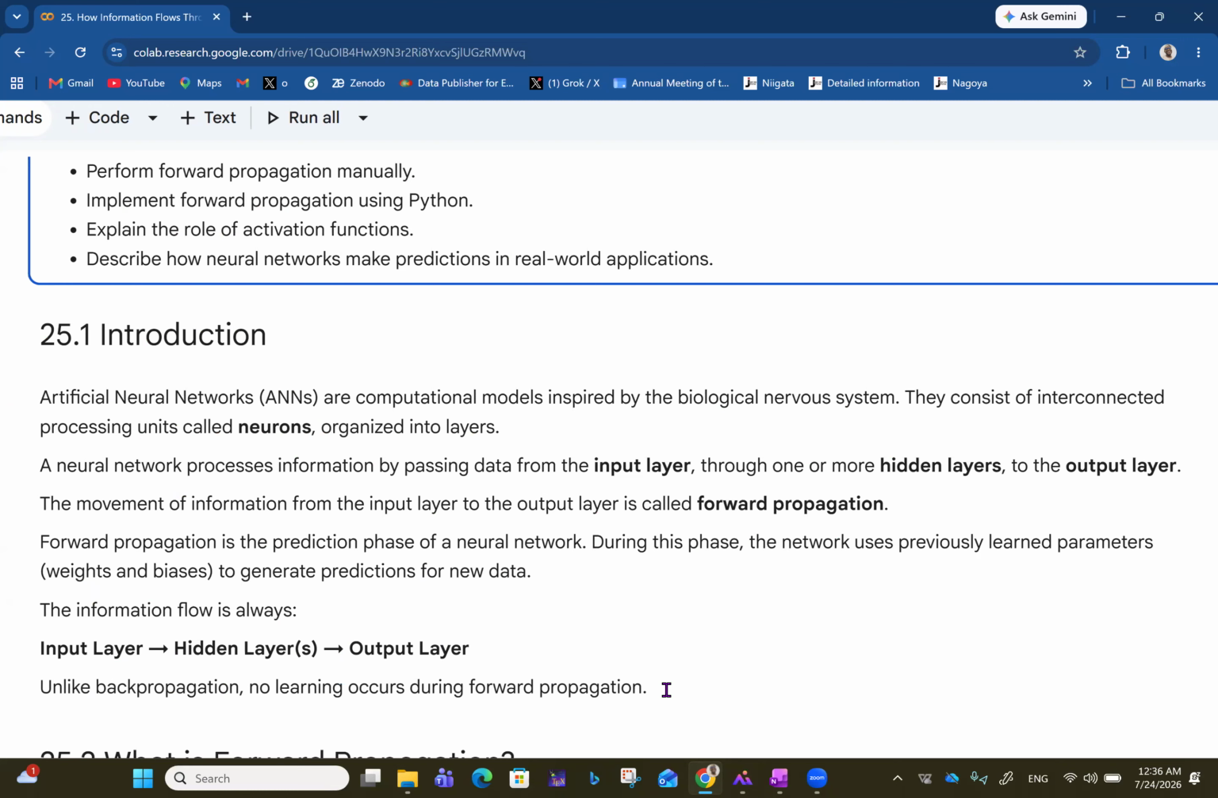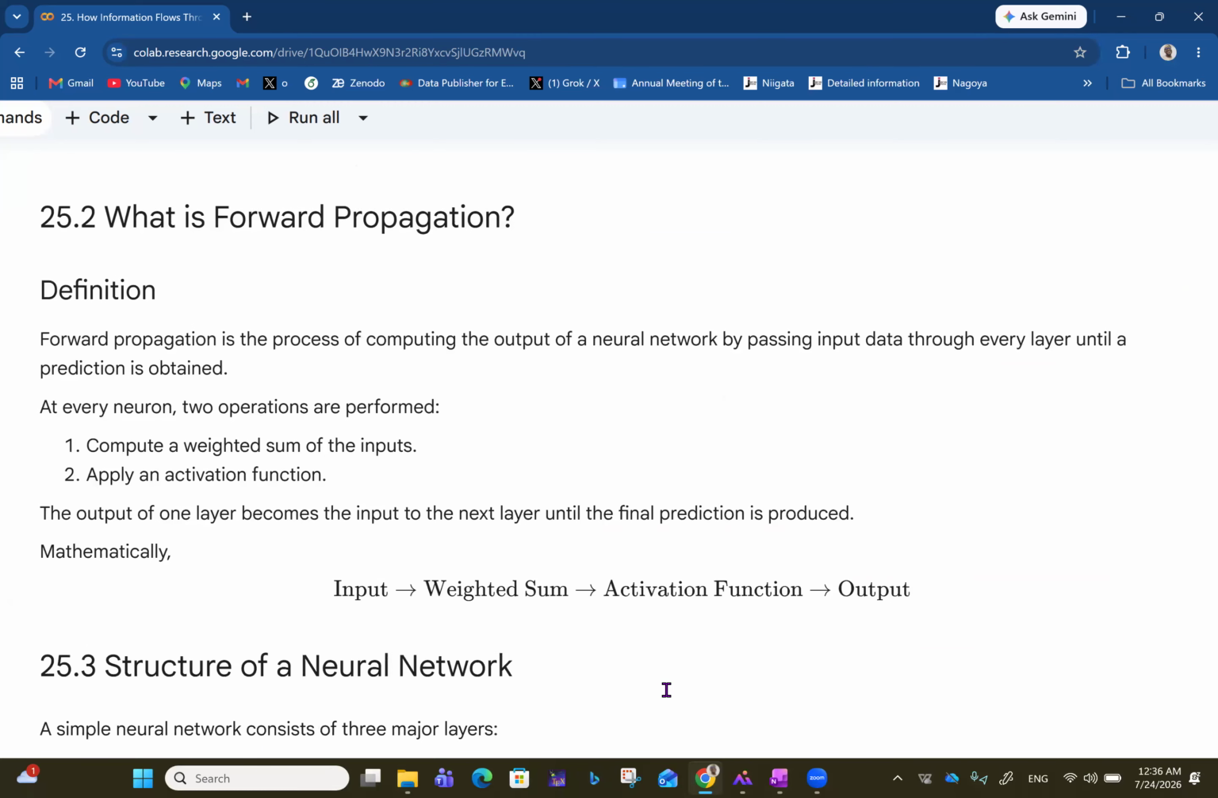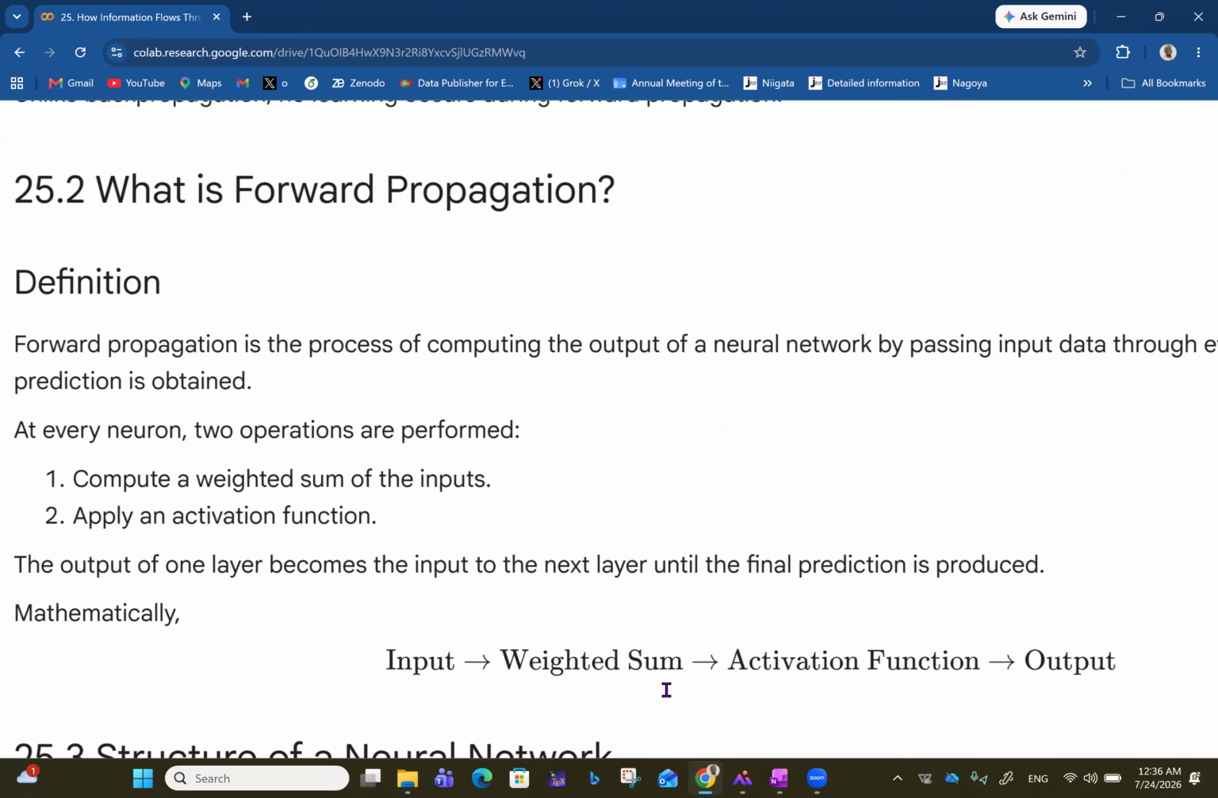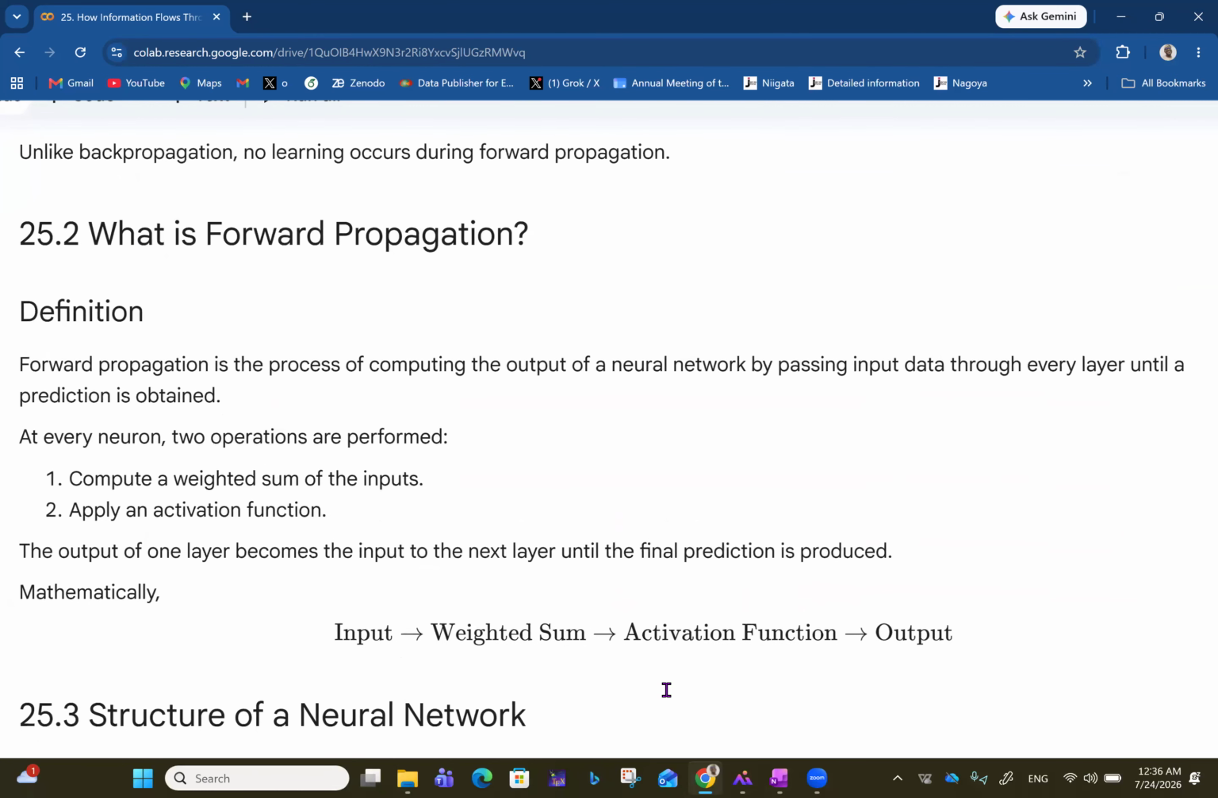So forward propagation is going towards prediction, and learning occurs in the phase when we talk about back propagation. So forward propagation for prediction, back propagation for learning. Learning is about updating the prediction based on the error observed.